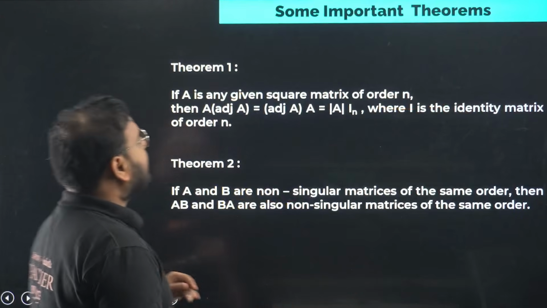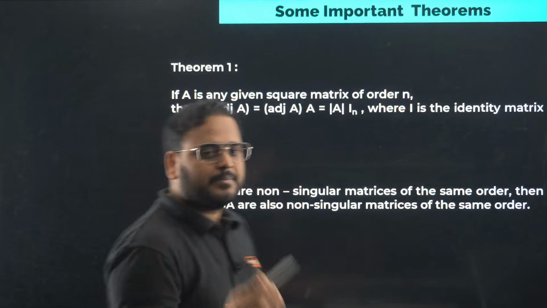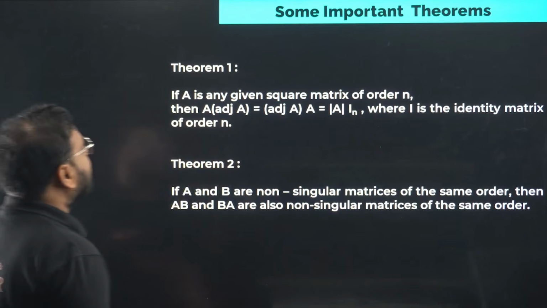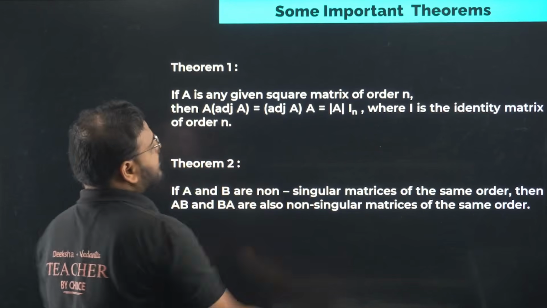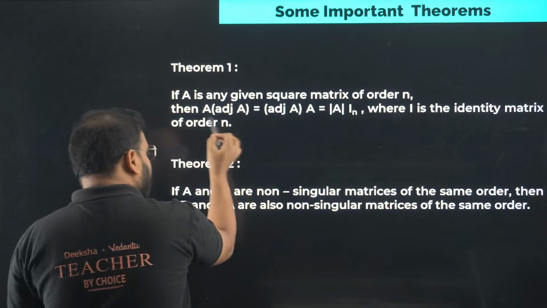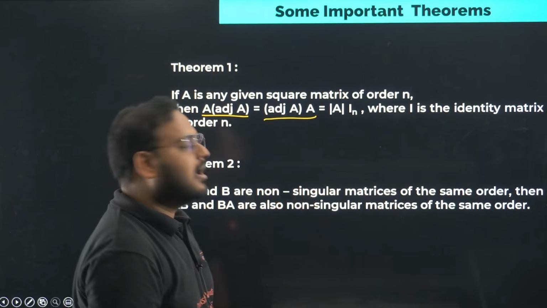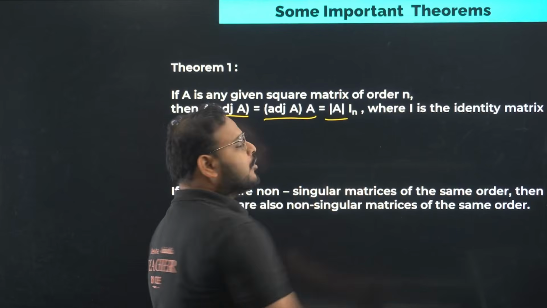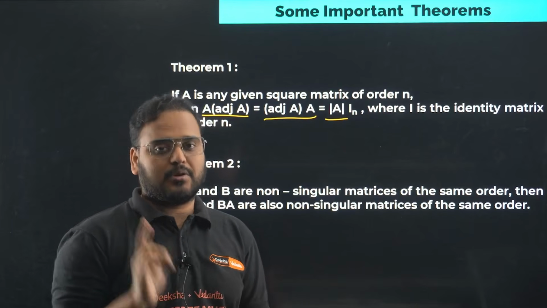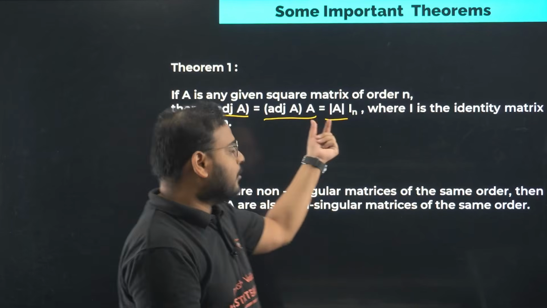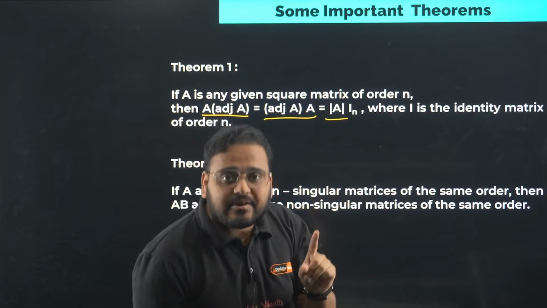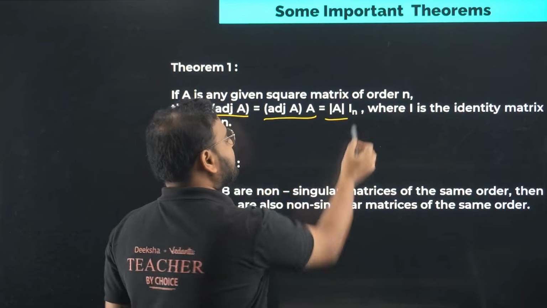Next, some important theorems. Let's just go through them. Theorem number 1. If A is any given square matrix, then A times adjoint A, or adjoint A times A, the answer is always the determinant of A times the identity matrix of the same order. Determinant of A times the identity matrix of the same order. You can see here I N.